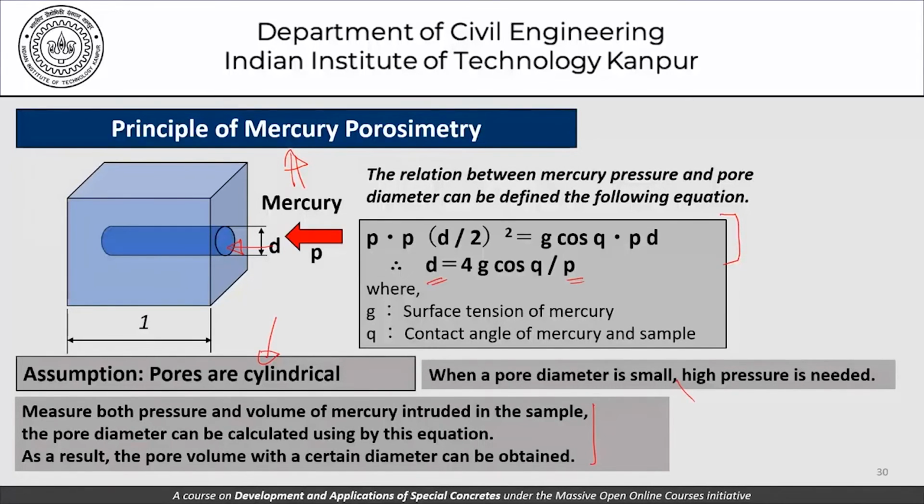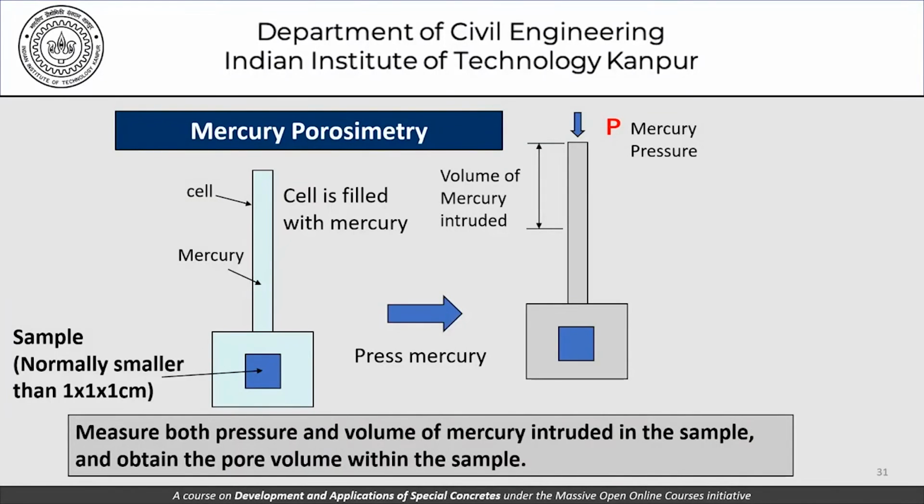This is the picture of a mercury porosimetry cell. We use our HCP here, which is a very small sample, 1 centimeter by 1 centimeter, maybe sometimes even smaller. Fill this cell with mercury, and then as we apply the pressure, this mercury moves away. That is, this mercury which was here moves down to this place. Now, where did this mercury go? It went into the sample that we have.